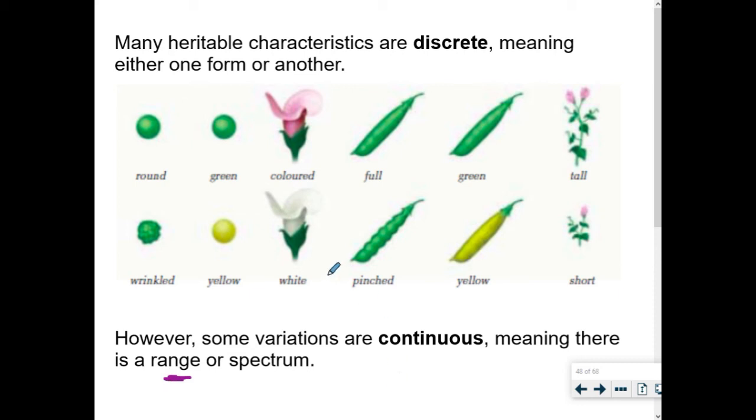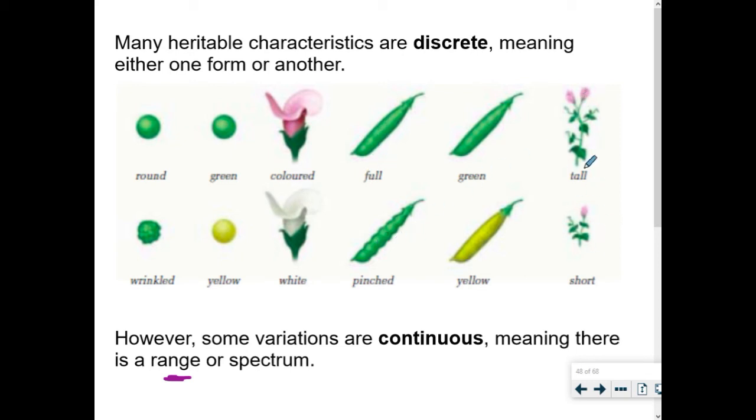For example, here are some things that are discrete. Peas, by the way, are a great example of a type of plant that we can talk about discrete characteristics. A pea is either round or wrinkled. There's no in between. It's one or the other. It's green or yellow. It's full or pinched.